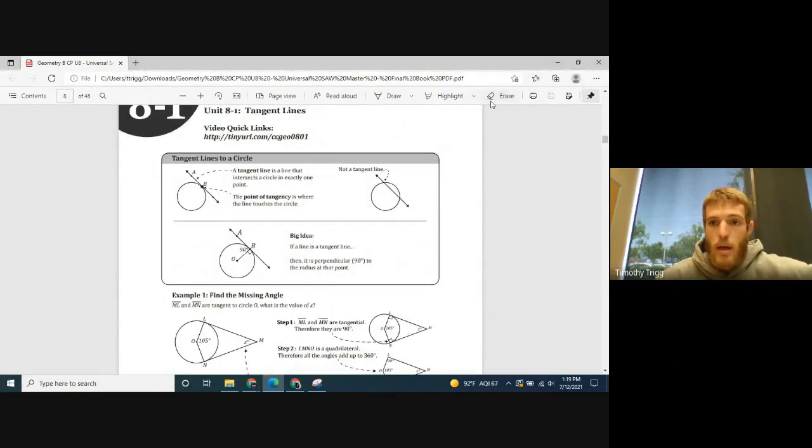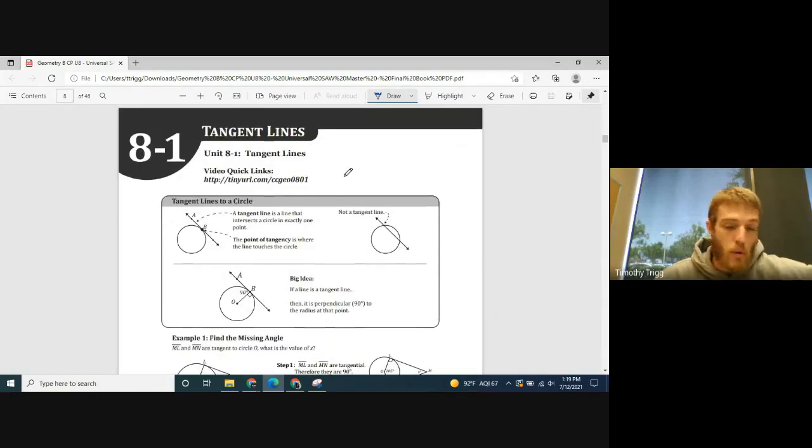Okay, so a tangent is, in the context we're talking about here, when you have a circle and then you have a line that touches it at exactly one point. So that's called a tangent line.